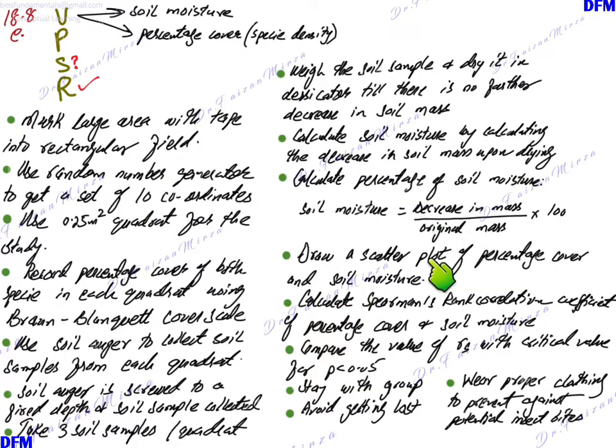We can draw a scatter plot of percent cover and soil moisture. We can then calculate the Spearman rank correlation coefficient, calculate the value of RS and compare it at the P level of 0.05. There are some precautions that you have to keep in mind. Stay with the group, avoid getting lost, wear proper clothing to prevent any accidental insect bites and so forth.